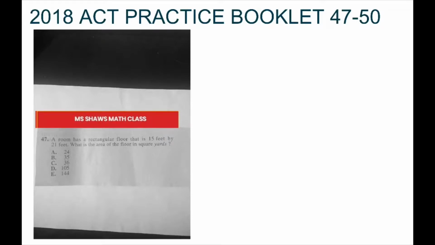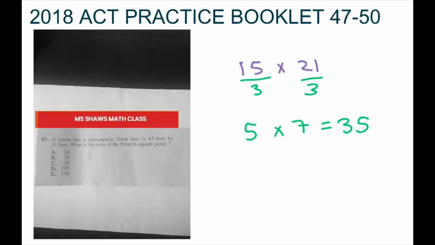So we know if it was in feet, that would be 15 by 21, but we want yards, so we're going to divide each of these pieces because there's 3 feet in a yard, so there's 36 inches. So just divide both of those by 3, and you get 5 yards by 7 yards, which equals 35 square yards. So the answer would be B.